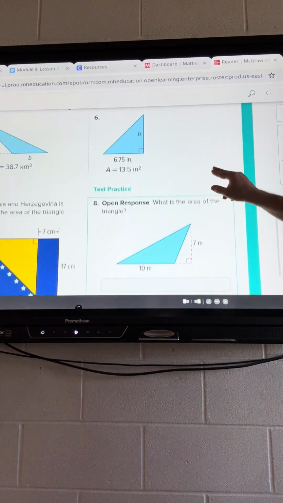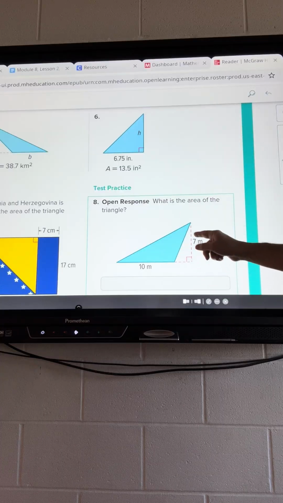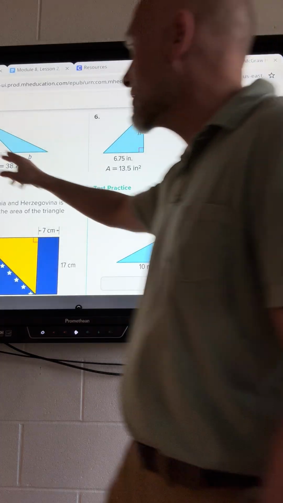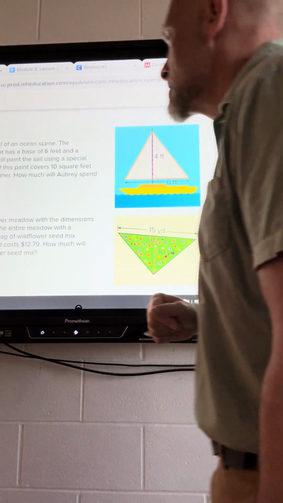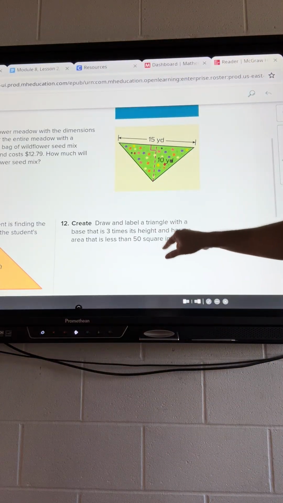All right, number 8, just what is the area of the triangle? Base times height divided by 2. Not gonna really help you on that one. Number 10, yeah, we only had to do up to number 12.